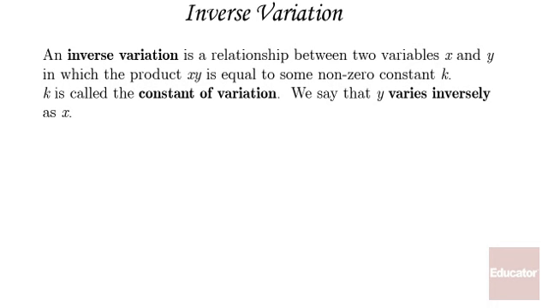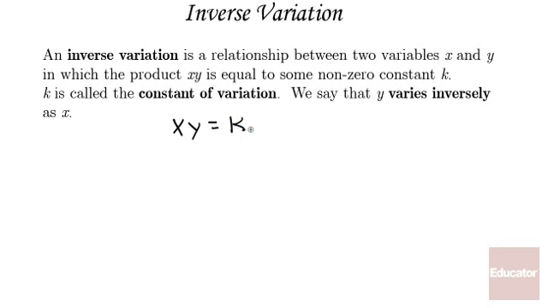In inverse variation, you have a relationship between two variables, x and y, in which the product xy is equal to some non-zero constant k. So writing that out, that gives you the equation xy equals k. So k is known as the constant of variation.